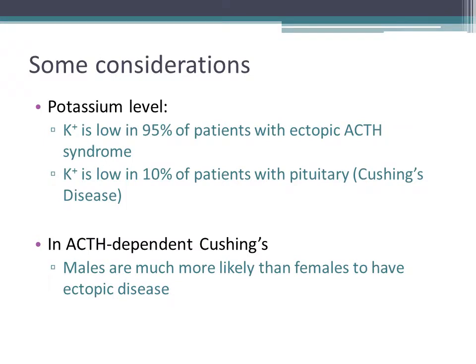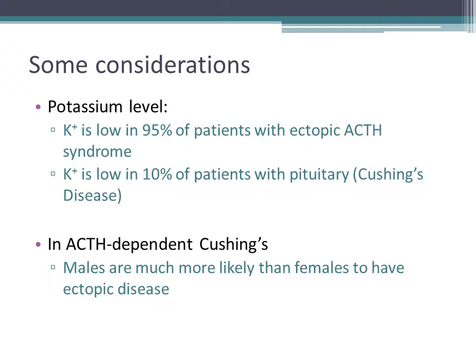Some considerations that distinguish ectopic from pituitary. Potassium is low in 95% of patients with ectopic ACTH syndrome because the ectopic tumors produce very high amounts of ACTH in general. On the other hand, potassium is low in only 10% of cases with Cushing disease.